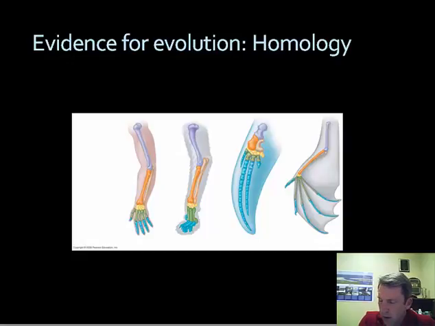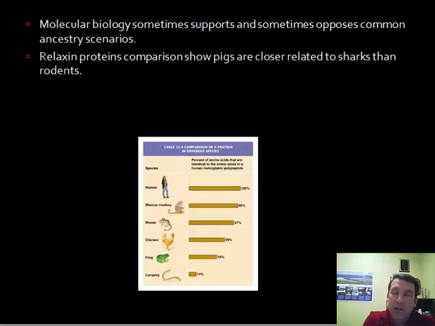All right, so another line of evidence that we can look at is very similar to homology, but it's not comparing physical structures. Rather, it's comparing molecules within the organism, or the structure of the molecule, DNA or proteins that the organism carries. And here's one your book shows right here.